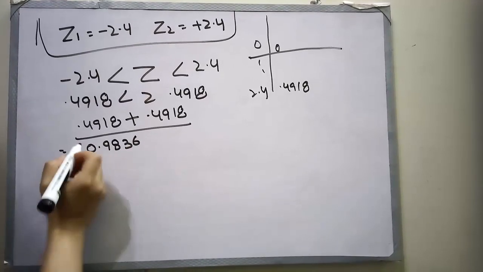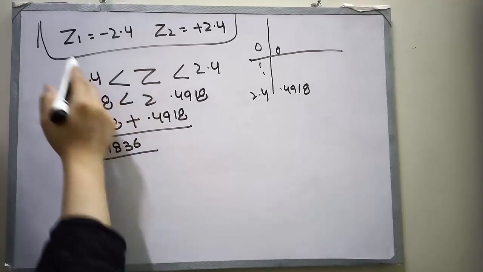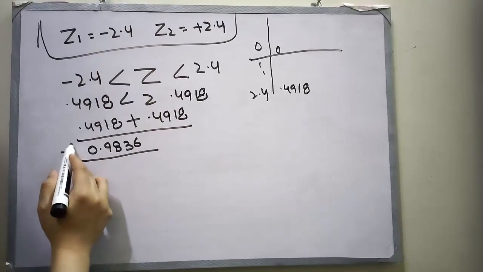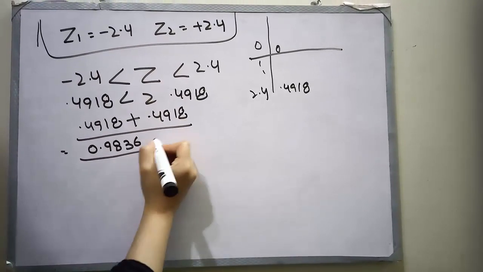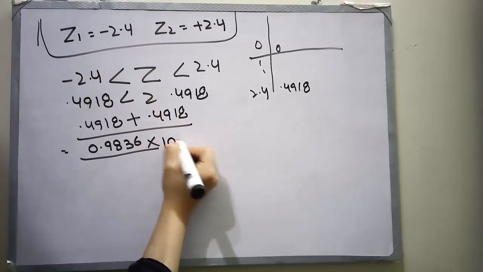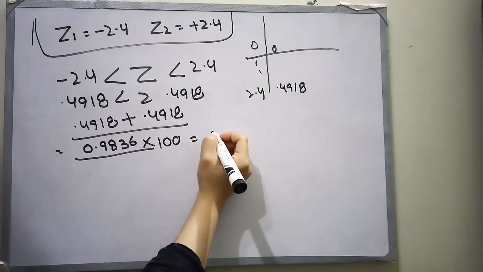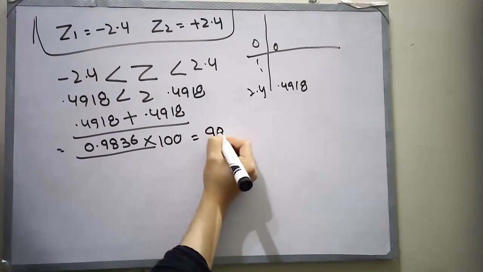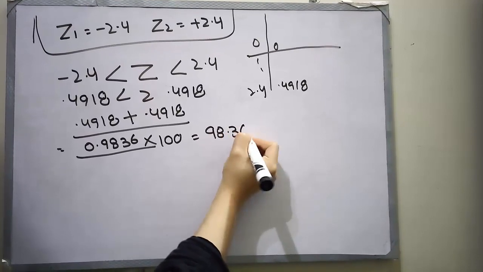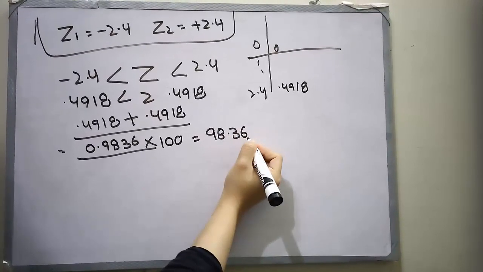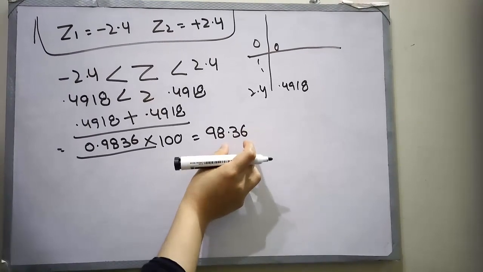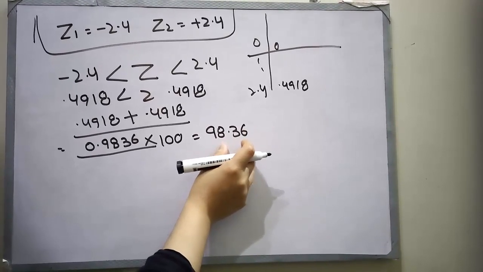So we have found the value between Z1 and Z2, which is this, and now we have to find the percentage. So obviously we will multiply it by 100 and we will get our required percentage, which is 98.36. So we can say that 98.36 percent of newborns are those who weighed between 1.8 and 4 kg.